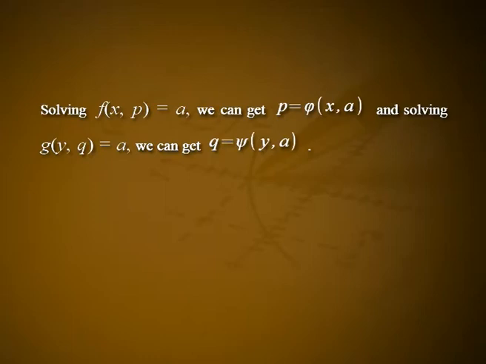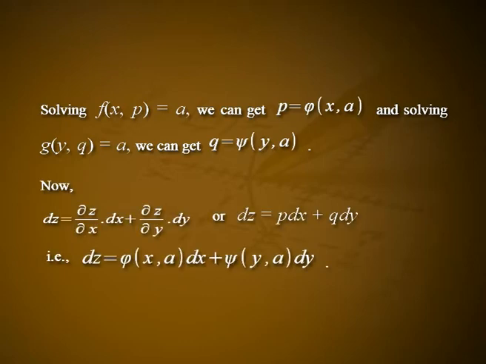Type 4. Equations of the form f of xp is equal to g of yq, that is, equations which do not contain z explicitly and in which terms containing p and x can be separated from those containing q and y. To find the complete solution of this type, assume that f of xp is equal to g of yq is equal to a, where a is an arbitrary constant. Solving f of xp is equal to a, we can get p is equal to phi of x comma a, and solving g of yq is equal to a, we can get q is equal to psi of y comma a.